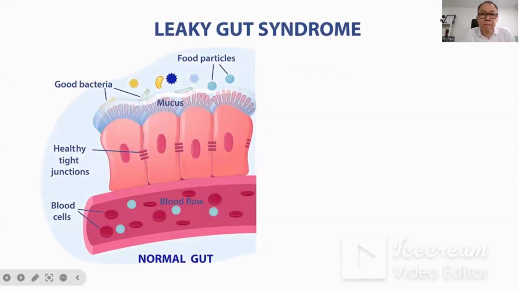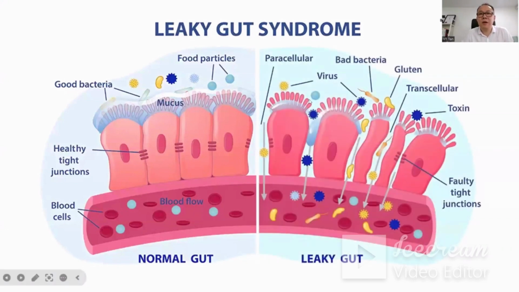But people who have leaky gut are different. They have a loose junction, a faulty tight junction. So all the toxins, viruses, and bad bacteria will pass through. Whatever is small enough can pass through the junction and go into your bloodstream. This is what we call a leaky gut.